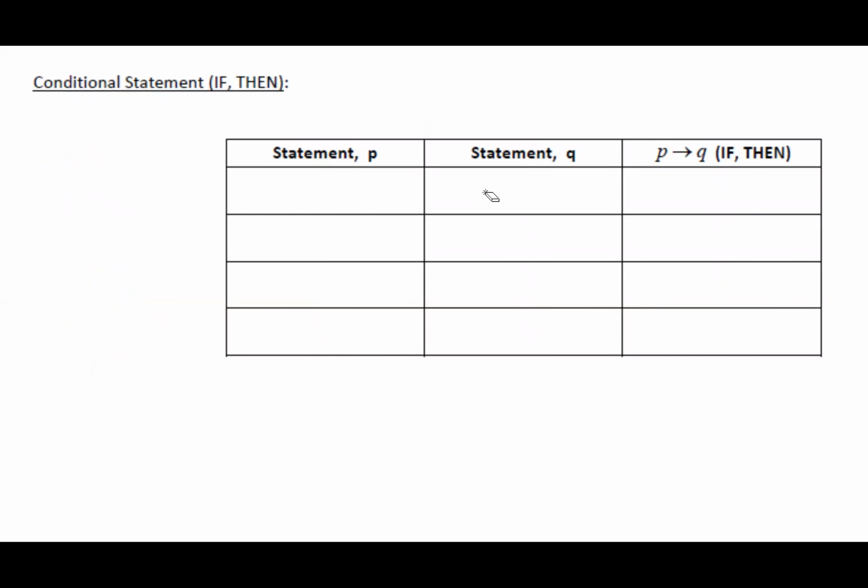Now let's talk about the if-then statement. So here's a tricky one. Our symbol is the right arrow. We'd say if P then Q. We would write this if P then Q. This is a tricky one.